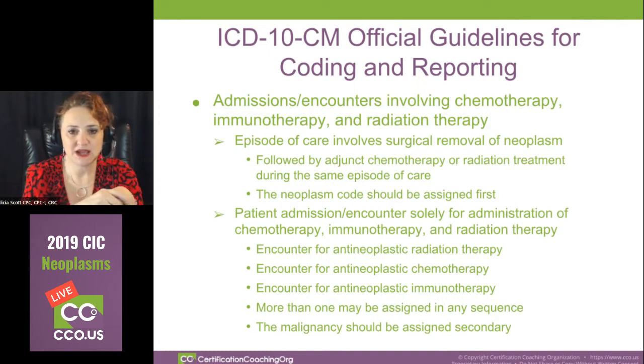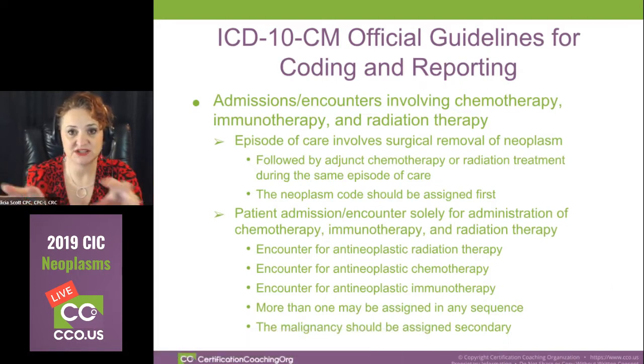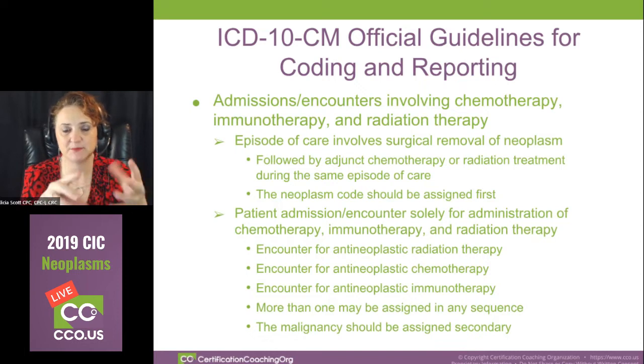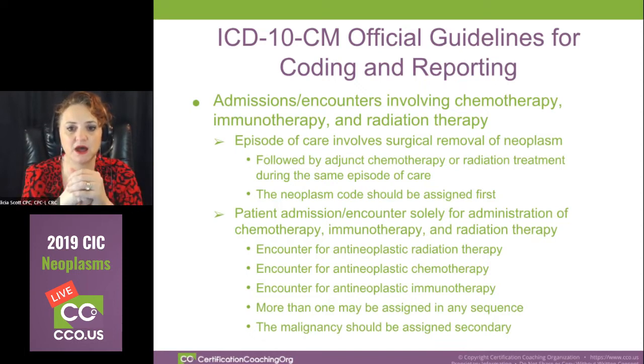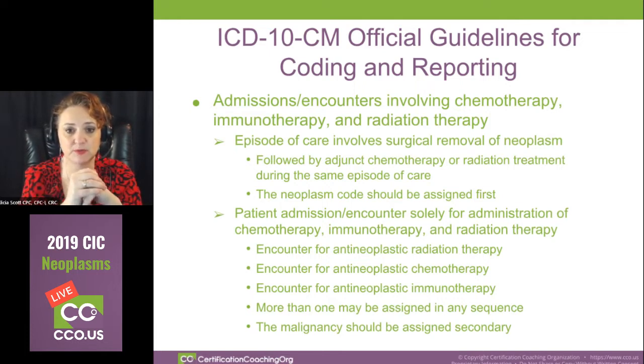When we admit a person that is getting chemotherapy, immunotherapy, or radiation, and from this point on, I'm just going to say treatment for their cancer. Okay, so that means one of the three. And we are treating the surgical removal of the neoplasm. So we need to go in and take out that neoplasm, that tumor of the brain. And then we're going to do chemo and radiation during the same episode of care.